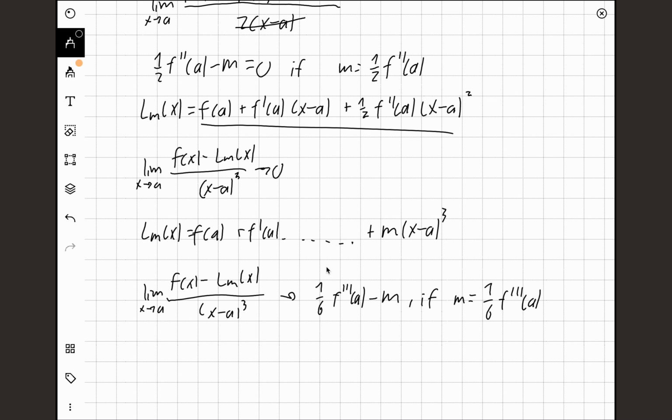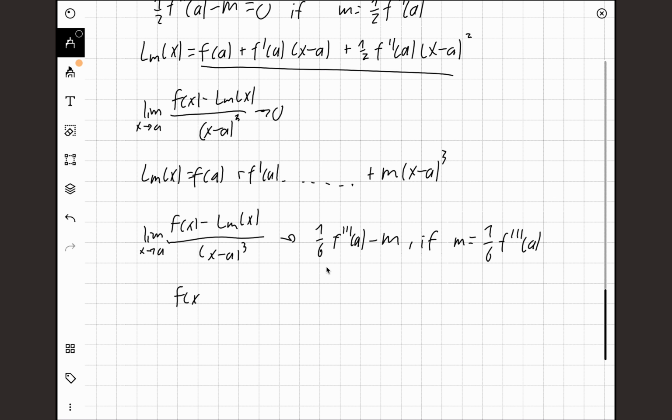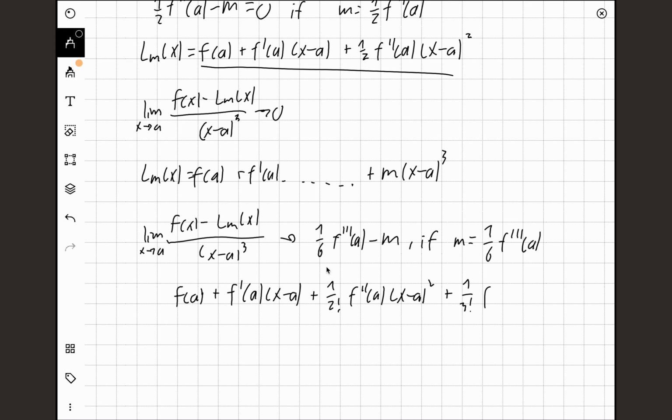Our approximation is going to be exactly f of a plus f prime of a times x minus a plus 1 over 2 factorial f double prime of a times x minus a squared plus 1 over 3 factorial f triple prime of a times x minus a cubed, and that is exactly this sum over here.